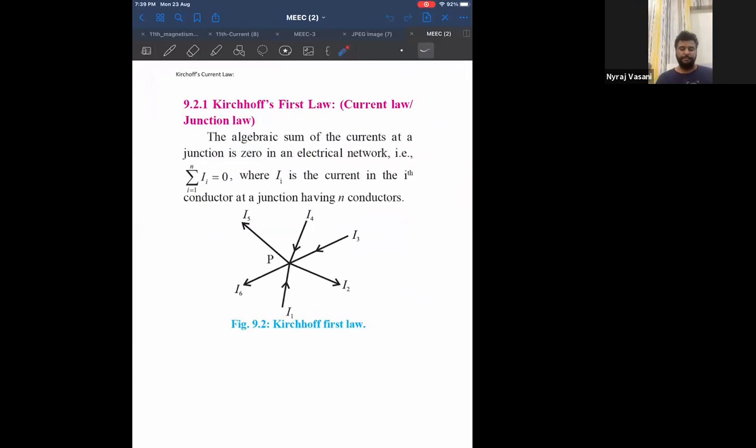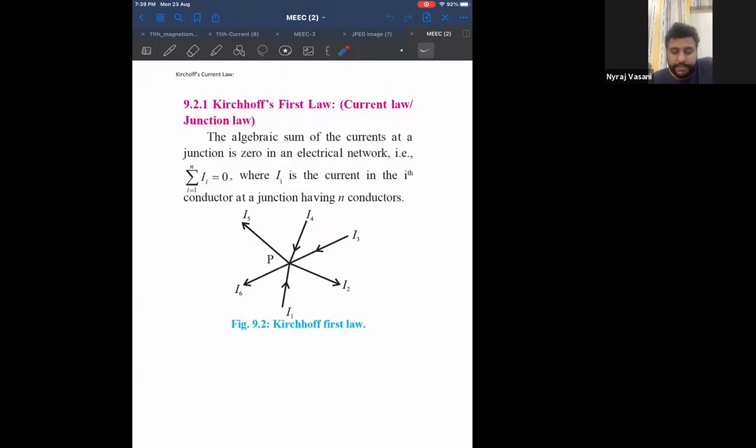Okay, listen. The first topic today is called Kirchhoff's first law. It is also called Kirchhoff's current law or Kirchhoff's junction law. Many names for this. And in exam, it will come as Kirchhoff's current law. Where it is the first law, current law, or the junction law.